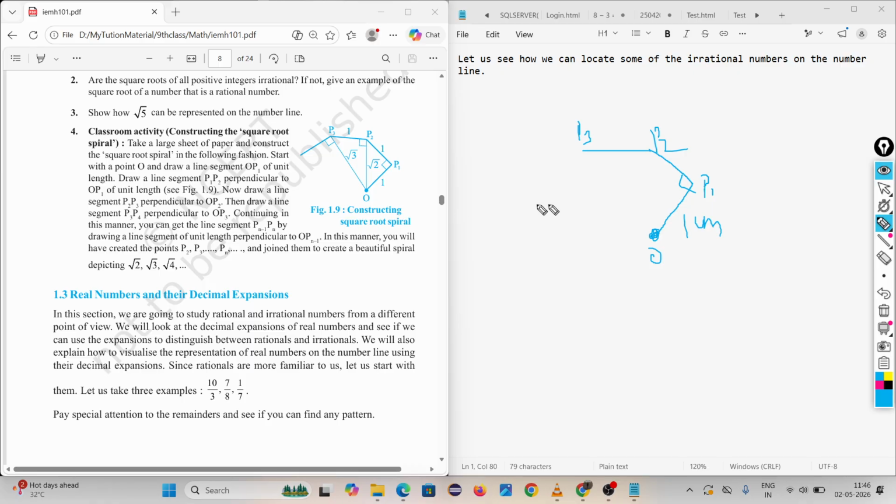Perpendicular to OP2 means you have to join this. Root 2, root 3, then root 4, root 5. You have to draw like this. Only you have to complete the spiral. It is not that much important. Only you have to remember.